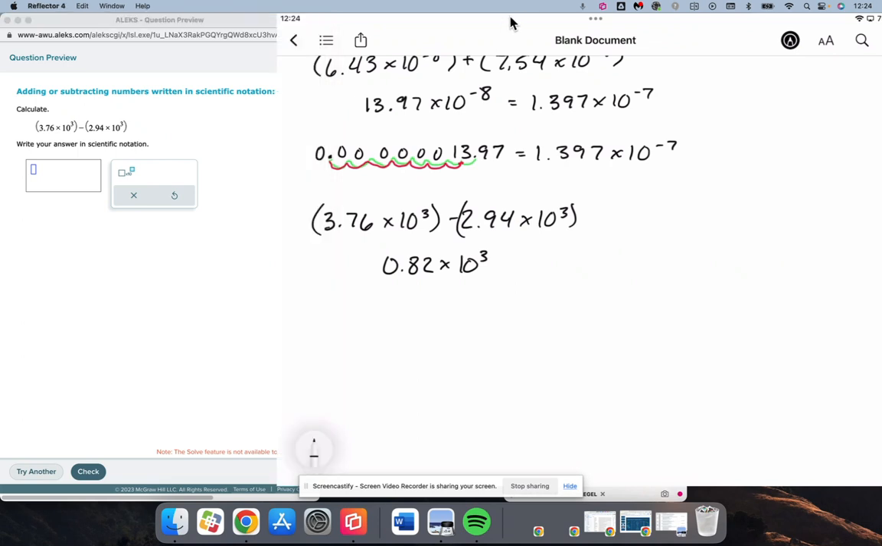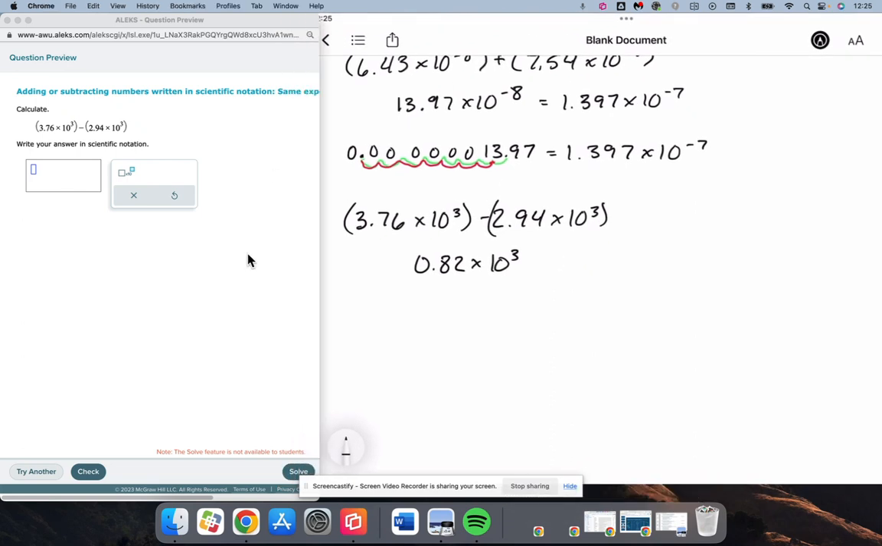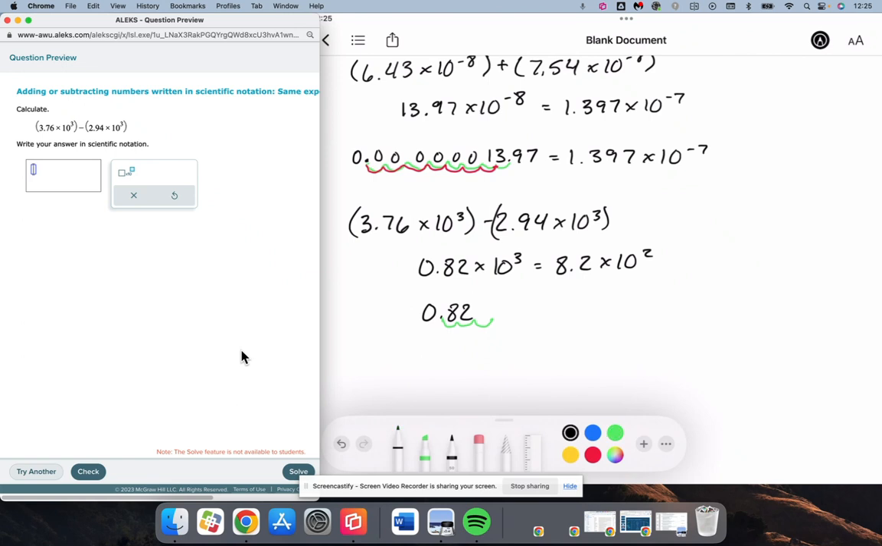So we've got this thing, 0.82 times 10 to the third. We want to make that look like correct scientific notation, and I think that's going to be 8.2 times 10 to the power of 2. What I'm going to do, though, is rewrite that in standard form and then put it back in scientific notation just to make sure I did that right. So 1, 2, 3. And then we'll go back to scientific notation, 1, 2. So you have 8.2 times 10 to the power of 2.